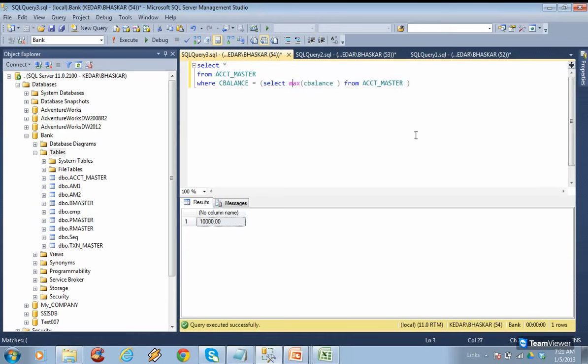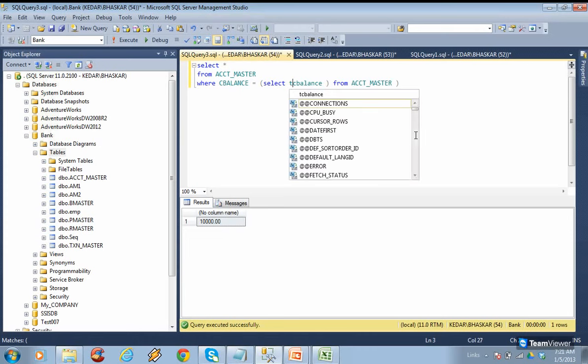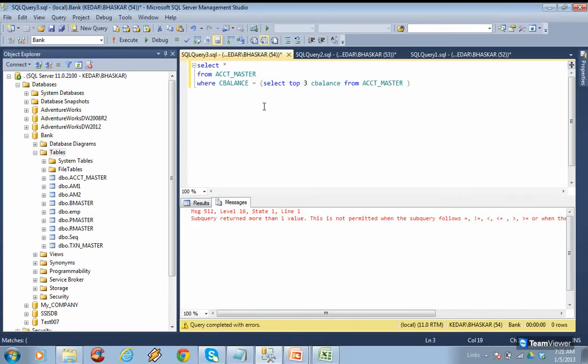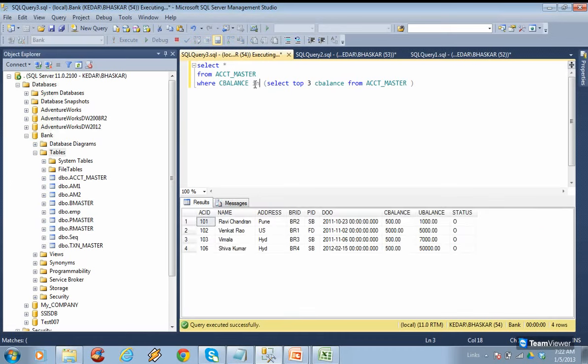When the subquery gives me something like this, for example, I am using the top 3 balances. The requirement is like this. So now this gives me what? A single column, multiple values. Now you cannot use the equals to operator, then you will get the error. Now see the error: subquery returned more than one value. This is not permitted. So you have to use the in operator.